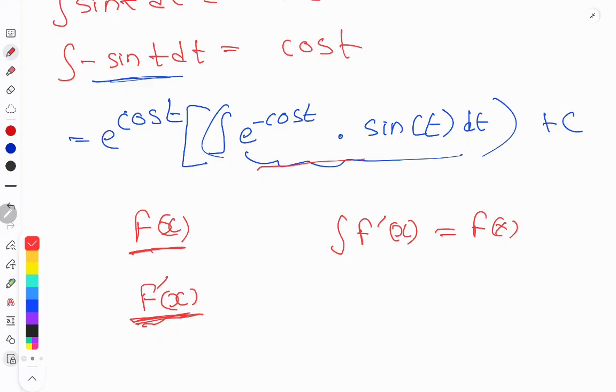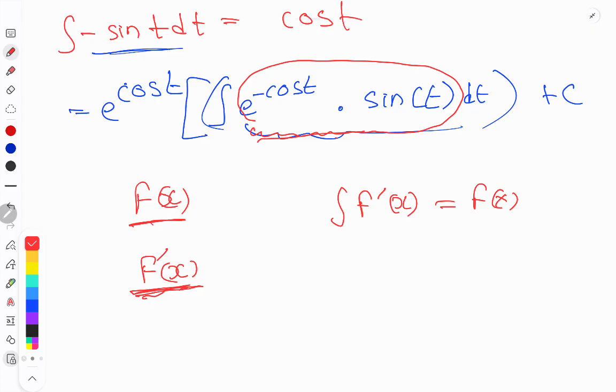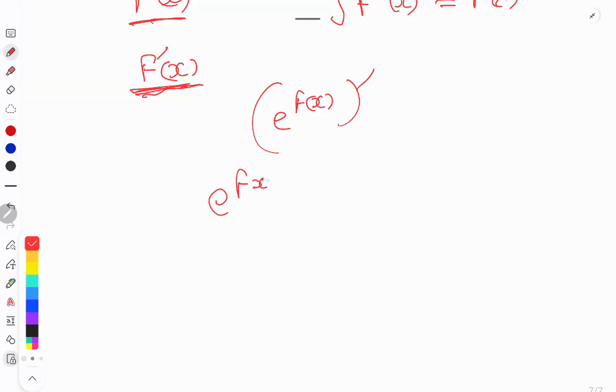So my idea will be, if I can write all these terms as f dash of x, then I simply need to remove this one, and then my integral will be easily removed. So I have to identify which function this is the derivative of. Do you know the basic derivatives? Suppose you have e of f of x and you have to find the derivative of this one, it will be e^f(x) times the derivative of f of x.